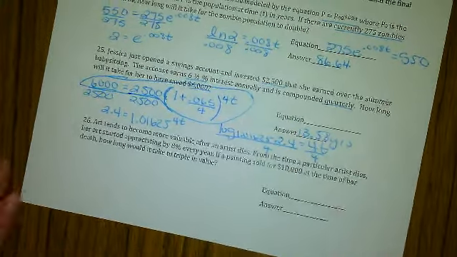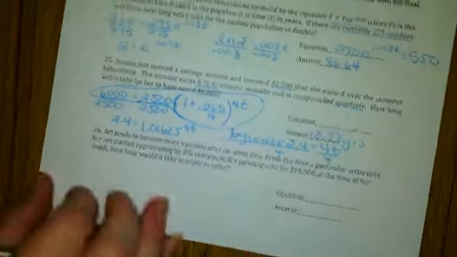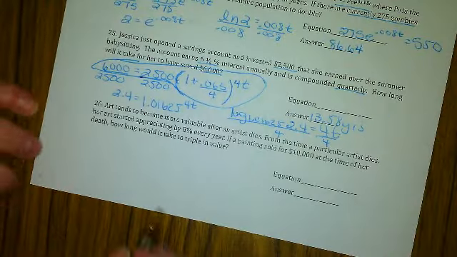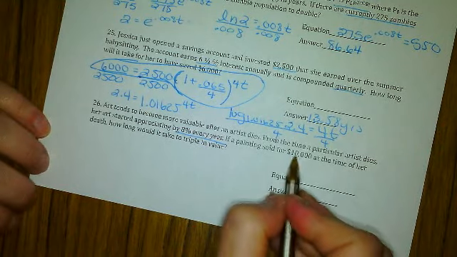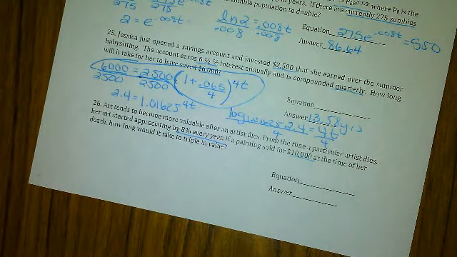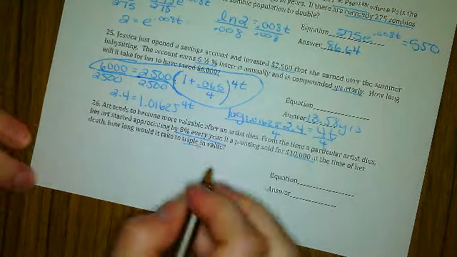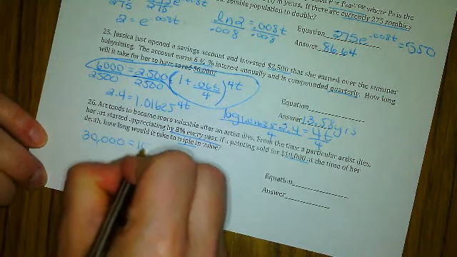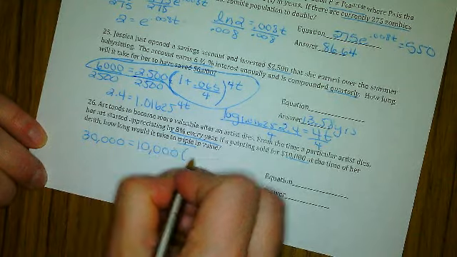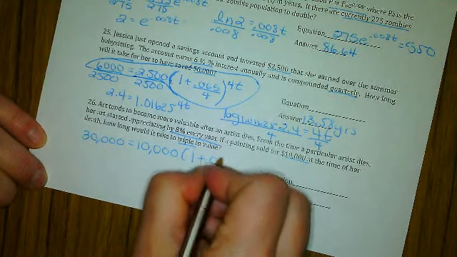Alright, last one. Art tends to become more valuable after an artist dies. From the time a particular artist dies, their art started appreciating by 8% every year. If a painting sold for $10,000 at the time of her death, how long would it take for it to triple? Okay, well the triple is going to be that future amount. Started off at 10,000. It's appreciating, so it's growth.